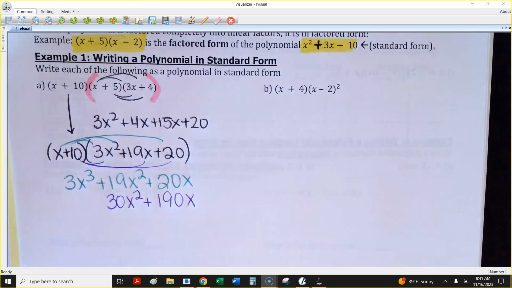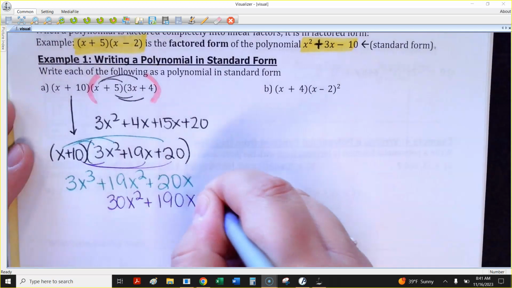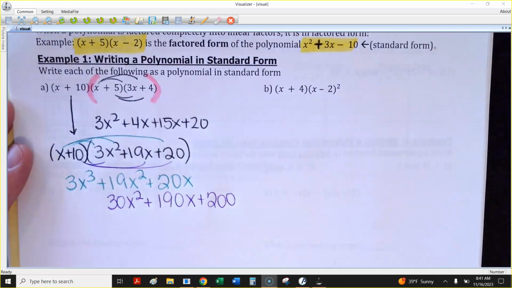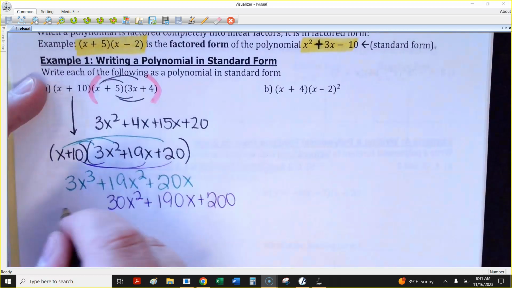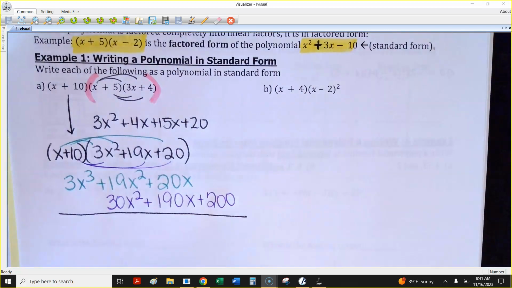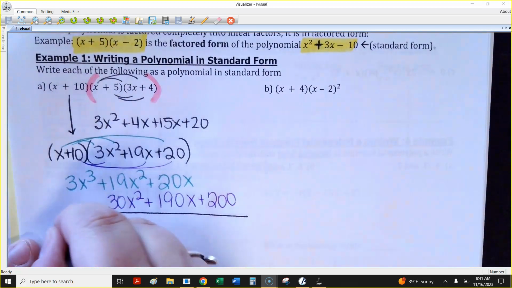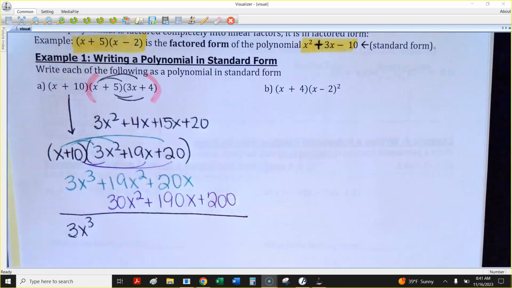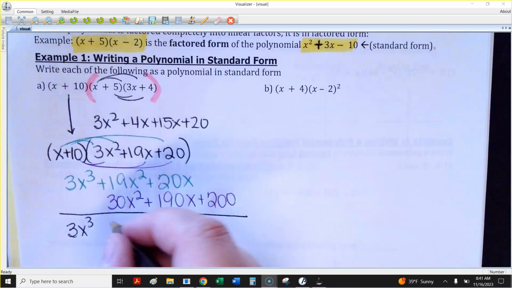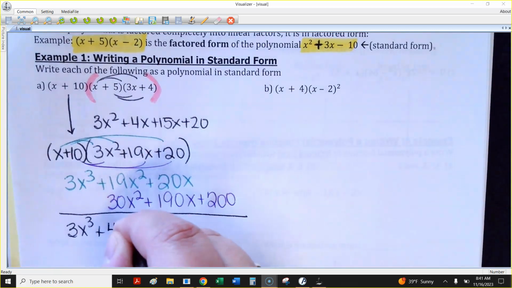It's okay if you get a huge number. And then 10 times 20 is 200. And just for me, lining them up in that format makes it easier to combine like terms. So I've got no other x cubed besides the 3x cubed, so that one's by itself. 19 and 30 are going to add up to 49x squared.